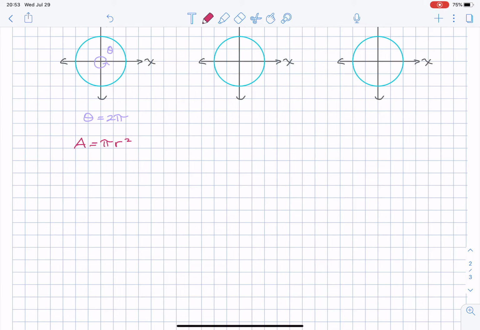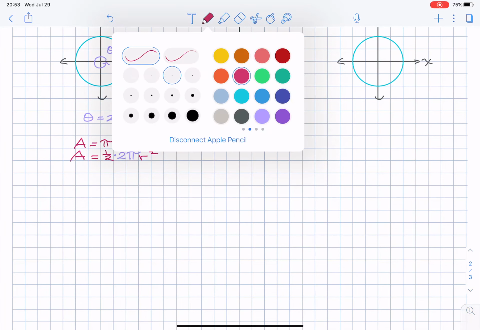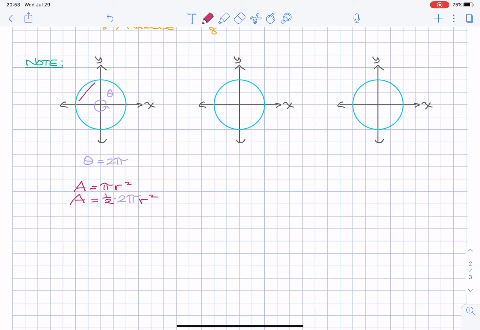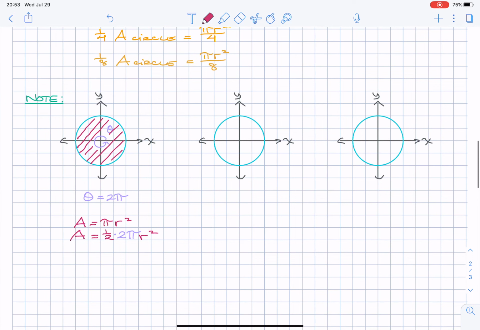Okay. Well, I could think of that as 1/2 of 2 pi, because the 2's would reduce, r squared. Okay, that's interesting. So that would be the area of the whole thing. So shade in the whole thing here. We want the whole area of this whole circle, right?